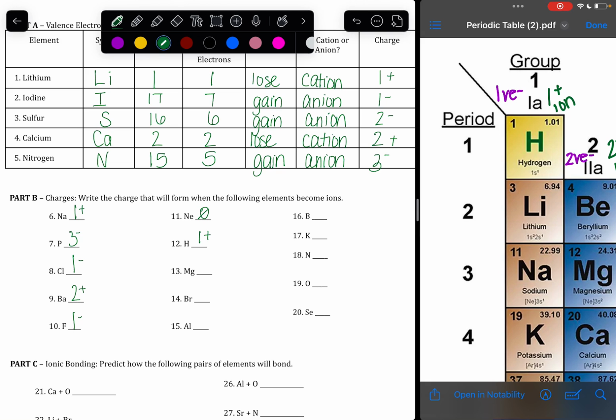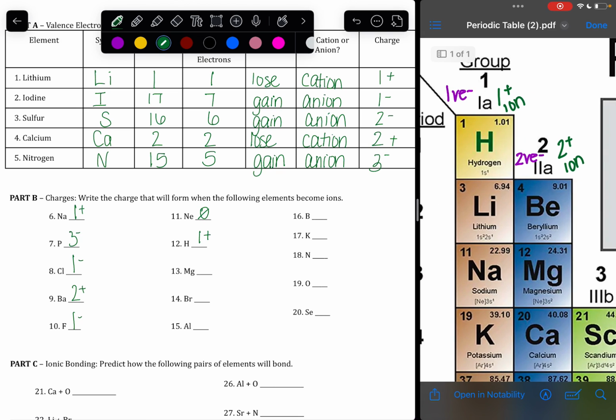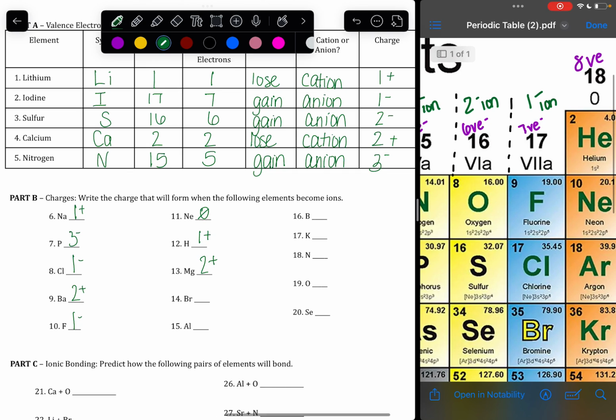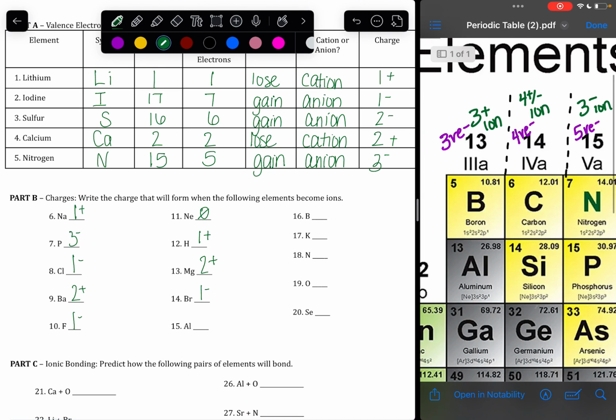Magnesium is 12 right here in blue, in group 2, so it has a 2 plus charge. Bromine is over here at number 35. It's in group 17, so it has a 1 minus charge. Aluminum is number 13. Here in gray, it's in group 13. It has a 3 plus charge. Boron is right there above it. Number 5 is also in group 13 with a 3 plus charge.